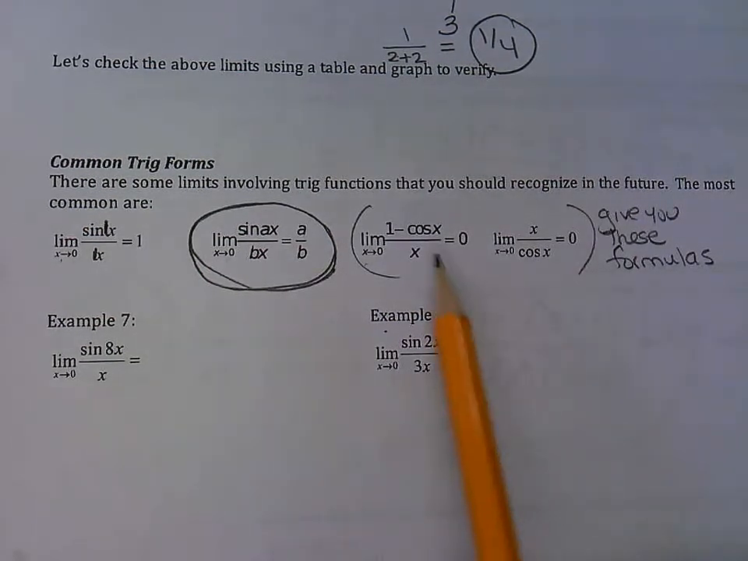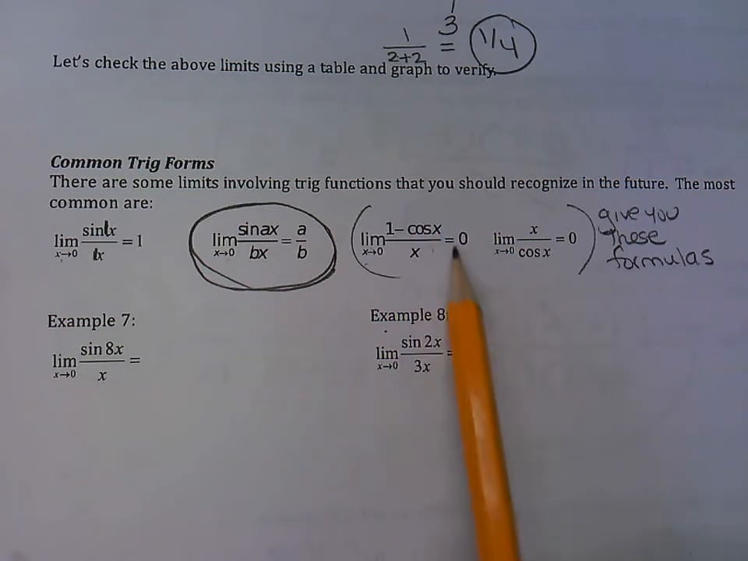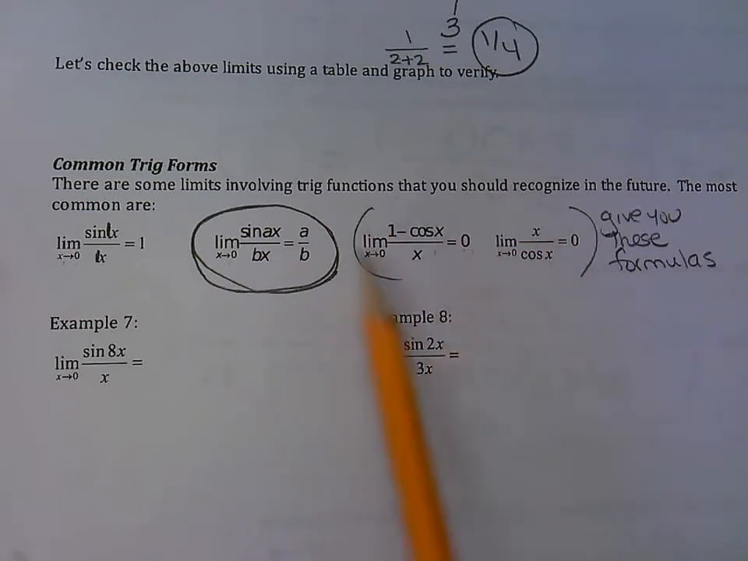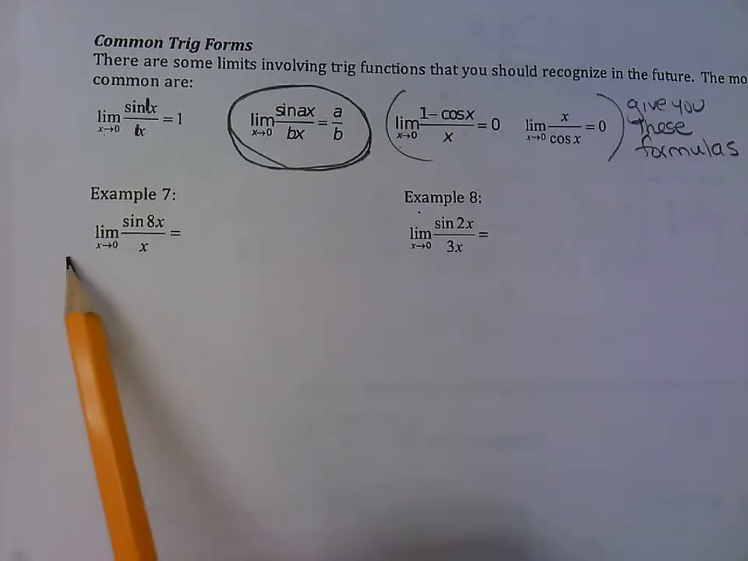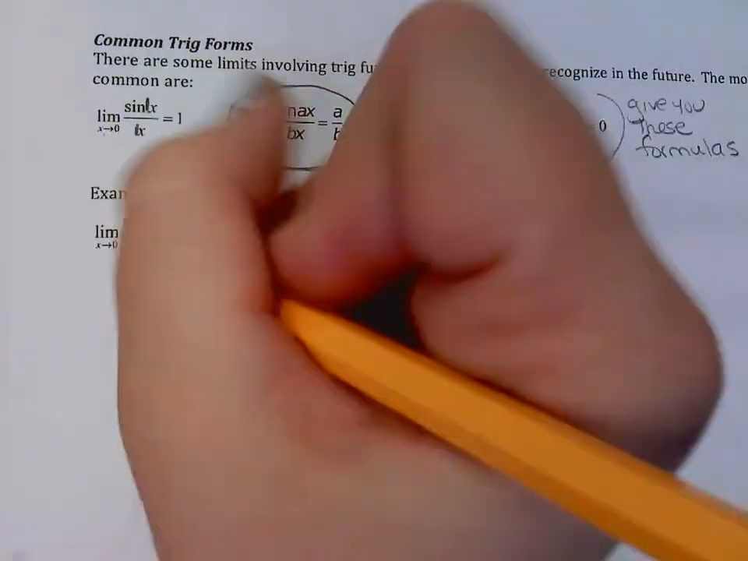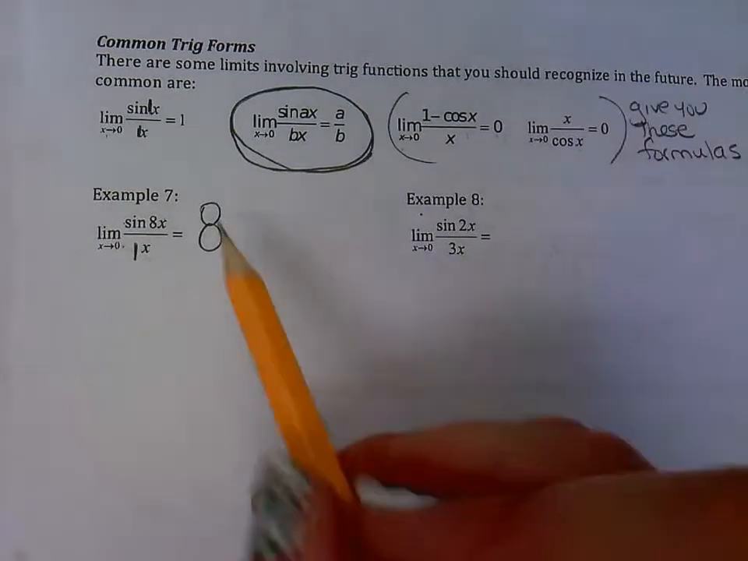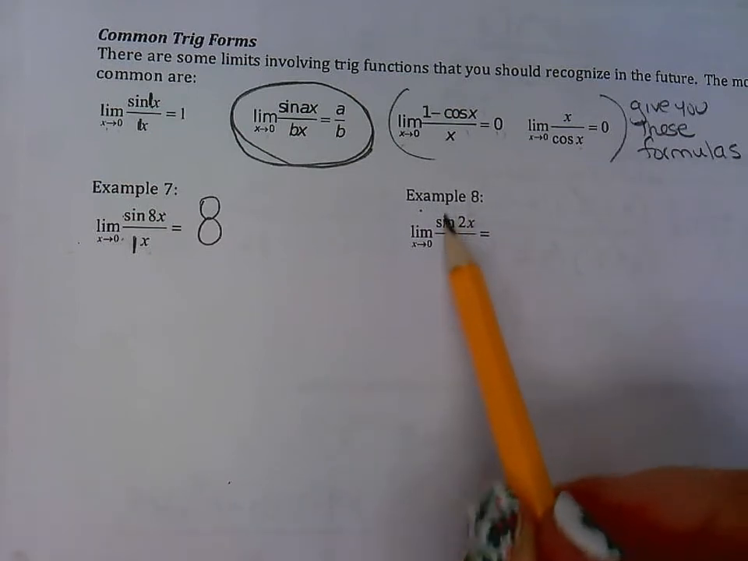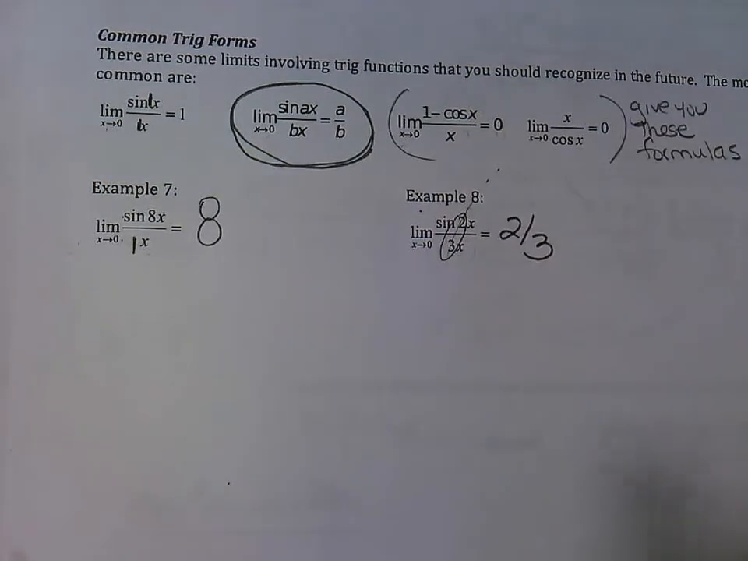But if you ever are plugging in 0 here, if you had 1 minus the cosine of x over x, it'll approach 0. If you had x over the cosine of x, it'll approach 0. Those are trig identities. They're all derived from this circled one. So if you ever saw x approaching 0 and it was the sine of 8x over x, if you just strip those coefficients, the graph will approach 8 because 8 divided by 1 is 8. And the same thing with example 8: the sine of 2x over 3x, you're allowed to strip those coefficients and it will approach 2/3.